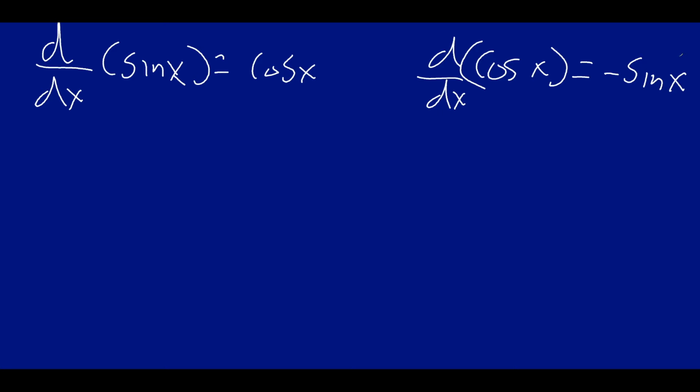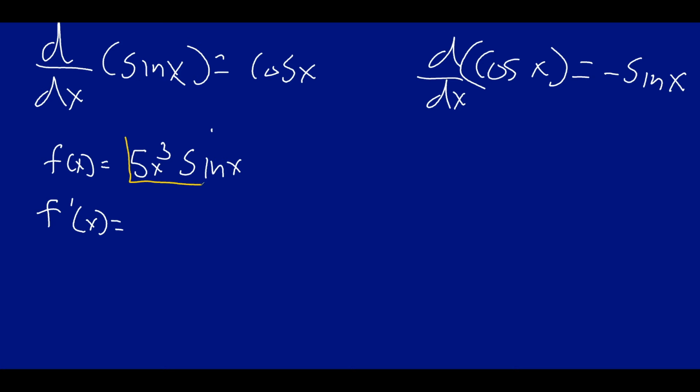And so what I want to do now is give you an example of this so that you can see it in action. We'll do two examples. Our first example is f of x equals 5x to the third power times sine x. Now we need to figure out the derivative of f of x. If you look at our example here, we're going to have to use the product rule. We've talked about this in the past.